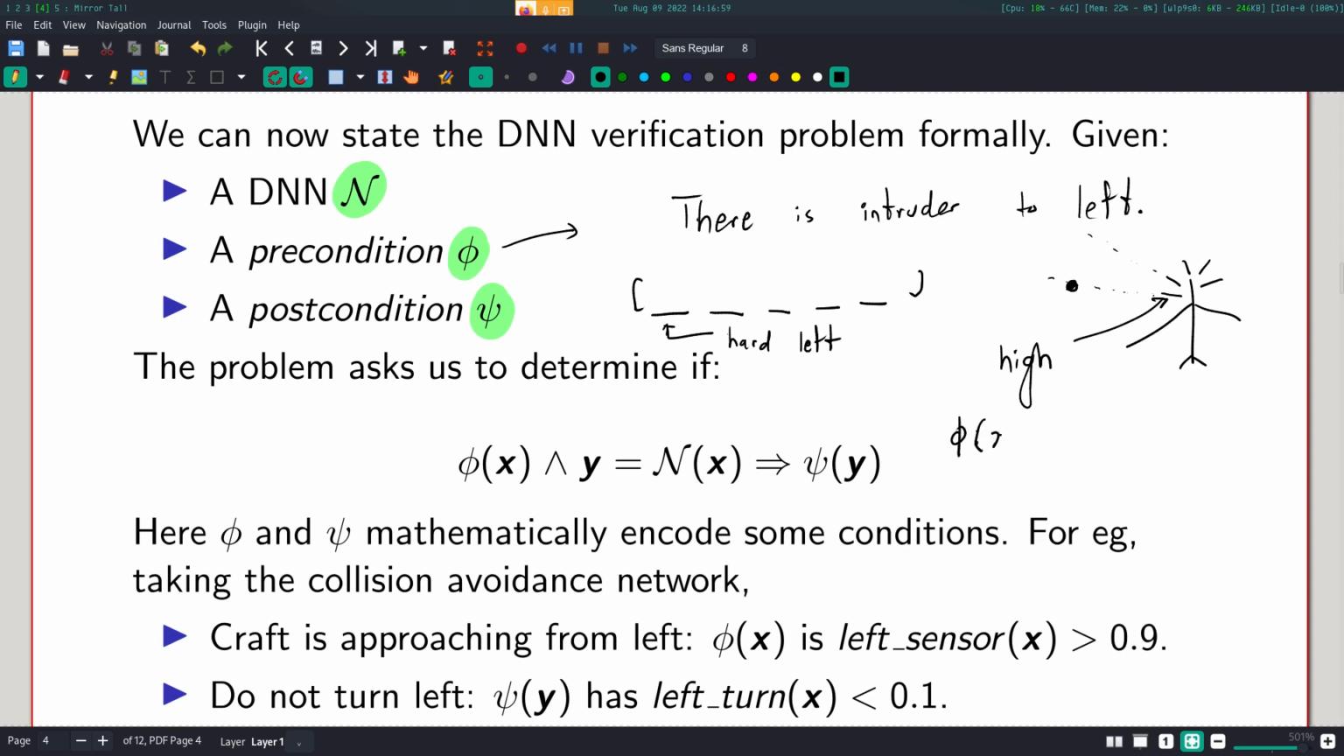So it will take your vector x, and then the condition is going to be true if and only if the first component of your x vector, let's say, which is the hard left component, is greater than 0.9, right? In this way you have a condition that is some mathematical expression, but it essentially encodes the fact that there is an intruder to the left, right?